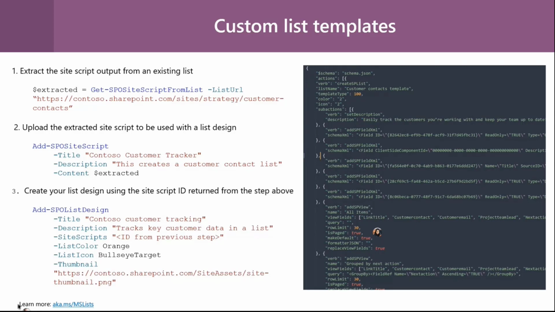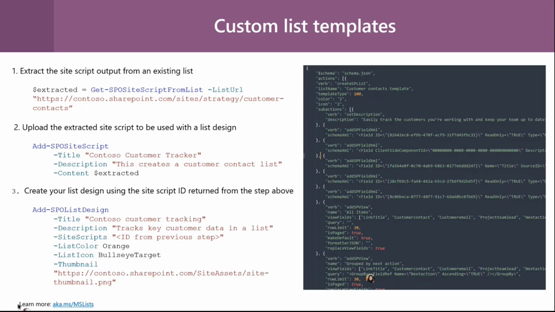Then once you have that site script output, you can upload that, grab its ID, and then you can use that ID to create your list design using Add-SPOListDesign. And as soon as you do the Add-SPOListDesign, you can give it a color and icon, just like you see for all of our out-of-the-box templates within our list creation dialog. And once you do add an SPO list design, that particular custom list template will show up under the From Your Organization tab in the list creation dialog. So super easy. We have documentation available for it. I'll drop a link for it in the chat after I'm done.